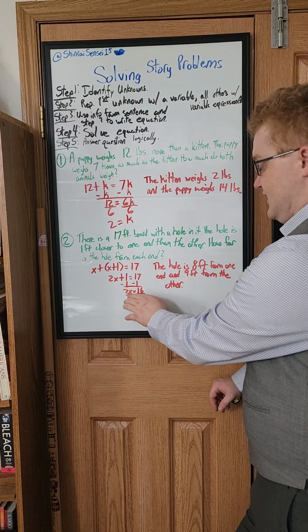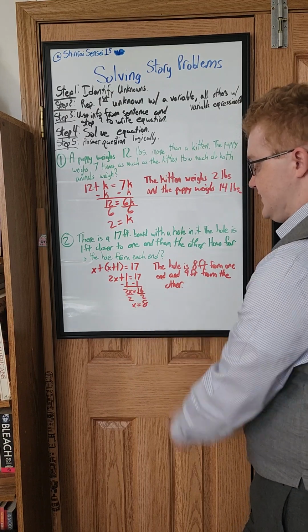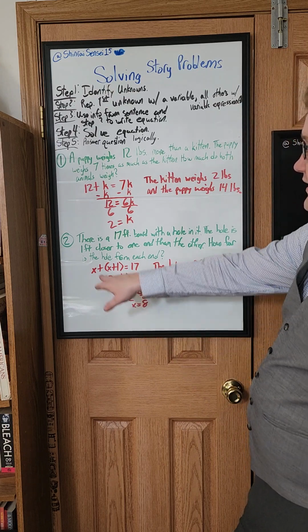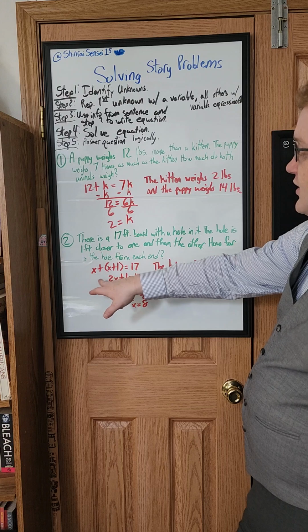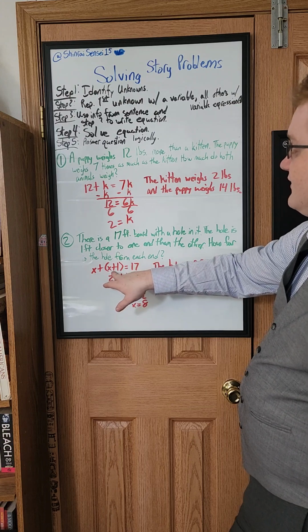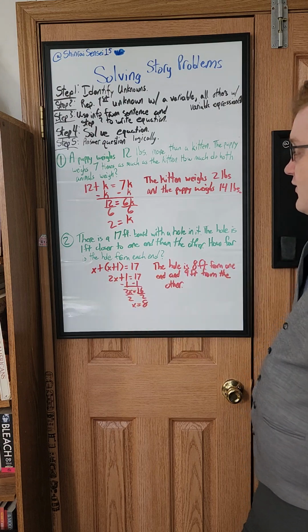Minus 1 on each side, 2x is equal to 16. Divide by 2 on each side, and x is equal to 8. Okay? And then it's just a matter of plugging this back in to show what the second unknown is, that we substitute the variable expression in for, right?